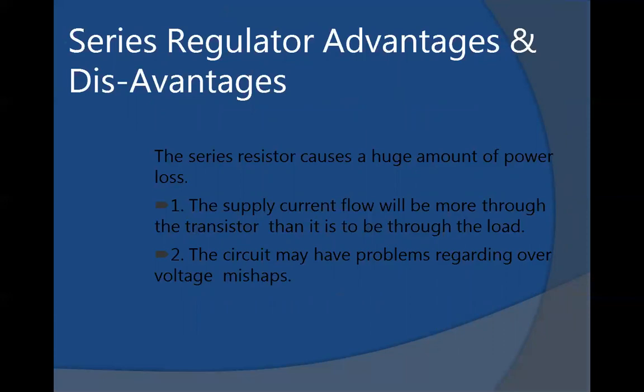So, the series regulator causes a huge amount of power loss. The supply current flow will be more through the transistor than through the load. The circuit may also have problems of voltage mishaps.